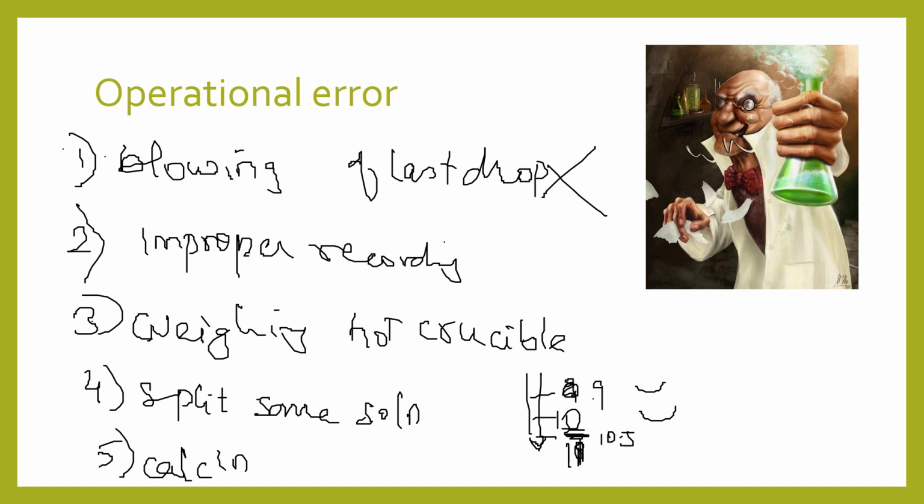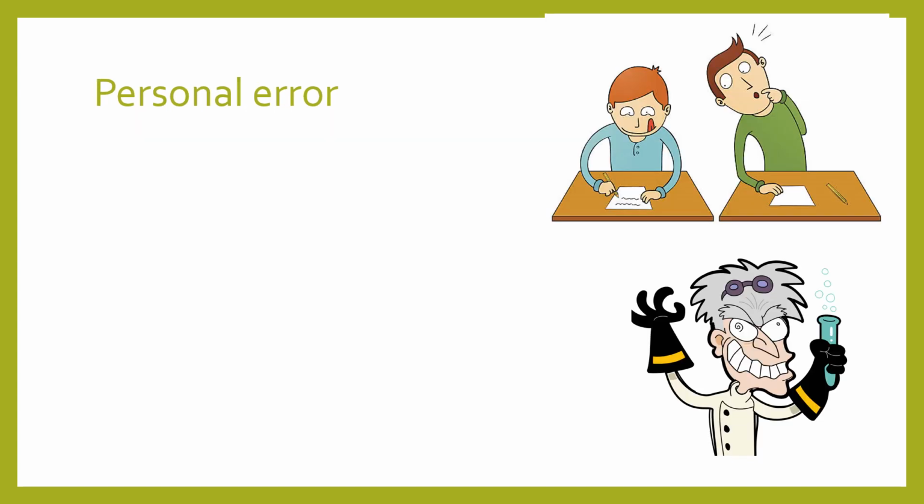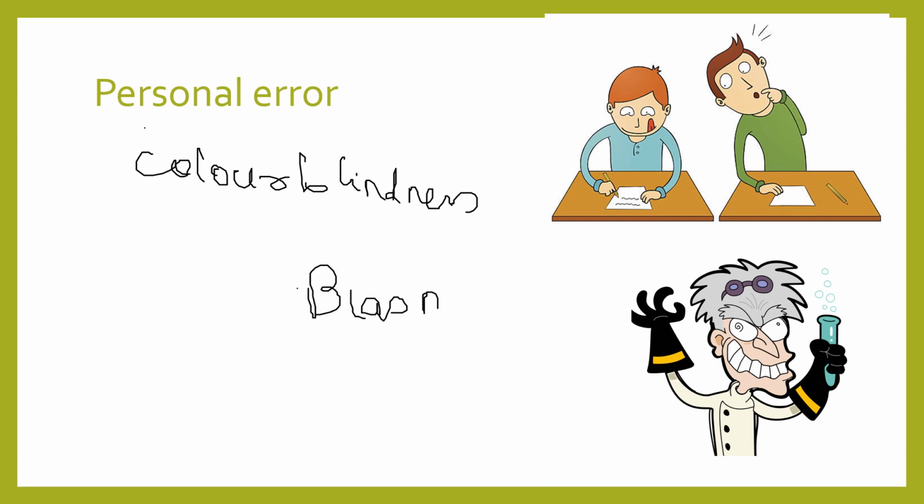The last type of error is personal error. One example of personal error is color blindness. This is a personal problem. A person cannot differentiate between red color and green color. But mostly this personal error arises because of the biasness of the analyst. What's the meaning of biasness? Biasness means I got some answer, but I'm not writing that answer. I have something else in my mind, so that I write down.